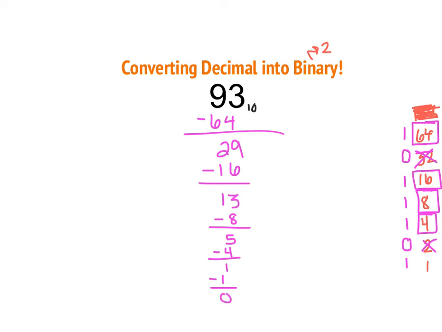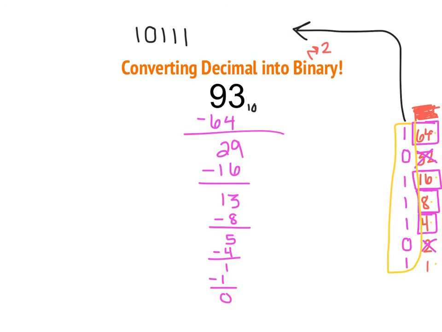So, as I construct this, what I find is that this number right here is actually my binary number. It represents that I need 64, 16, 8, 4, and 1. So we're just going to write this horizontally. I had 64, then I had no 32, I had a 16, an 8, a 4, I did not have a 2, and I had a 1. And then that is base 2.